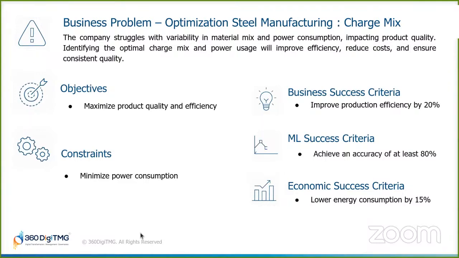So let me focus on the objective part. Overall we have to maximize the product quality and the efficiency, but we have some constraints. One of the major constraints is we have to minimize the power consumption. Then if you focus on the success criteria, the very first is the business success criteria: we have to improve our product efficiency by 20%. Then in case of ML success criteria, we need to achieve accuracy of at least 80%. And for the economic success criteria, we have to lower the energy consumption by 15%. Ultimately, it will improve our production efficiency. So this is all about our project.